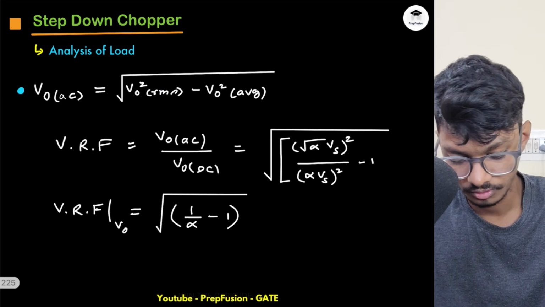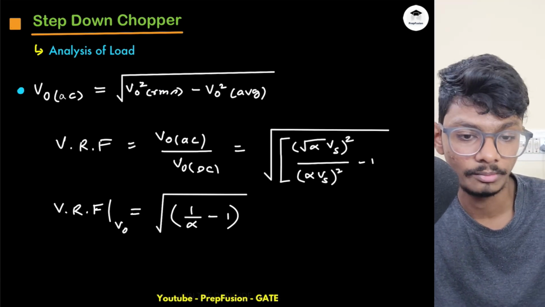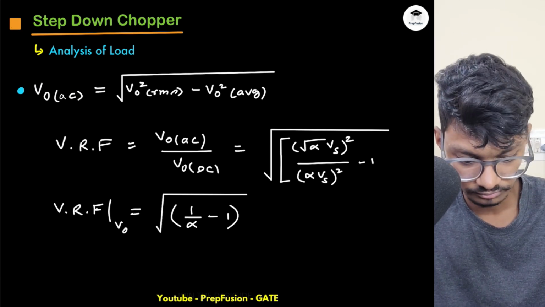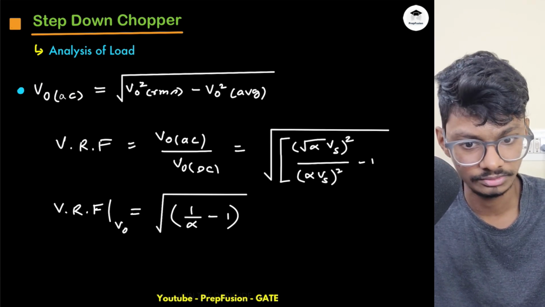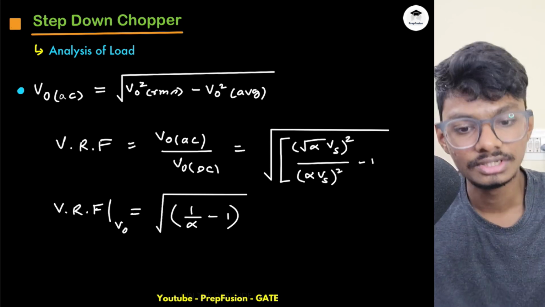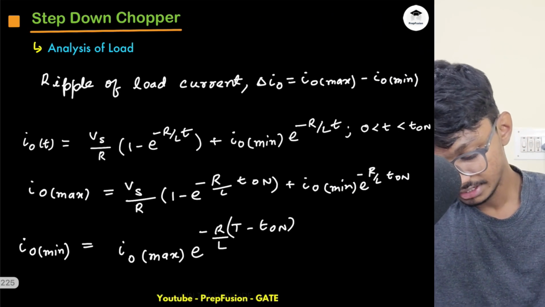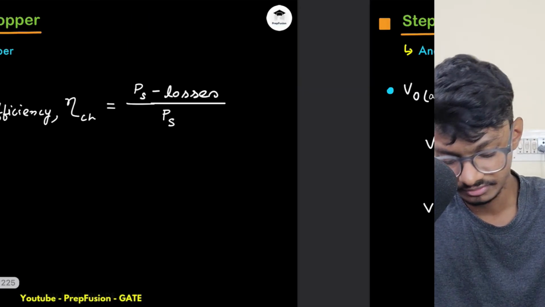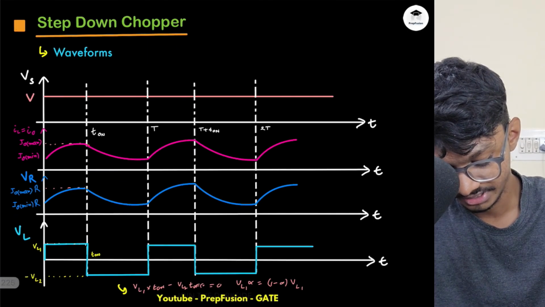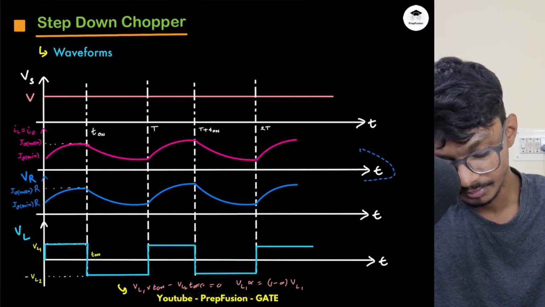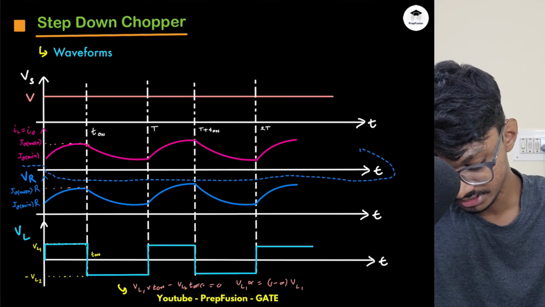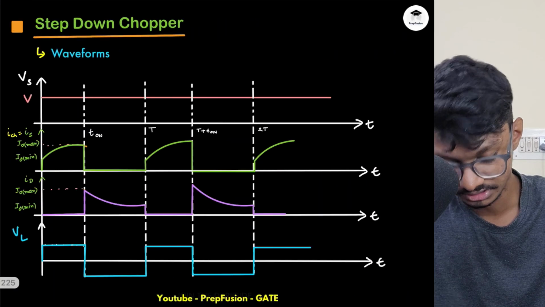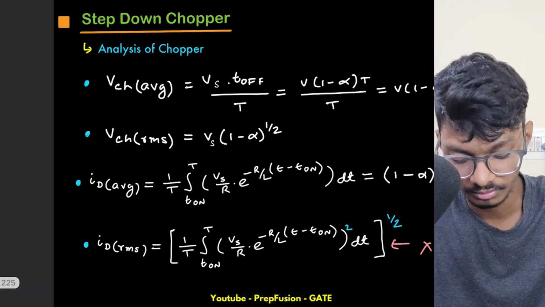Okay, so now I can comment about the ripple of the load. So what is the ripple basically? What is a ripple? Ripple of load current is: delta IO equals IO max minus IO min. That is a ripple, right? If I just copy and paste the waveform of IO. So ripple means how much the current is changing. What are the boundaries of the currents? This time we are talking about currents only.